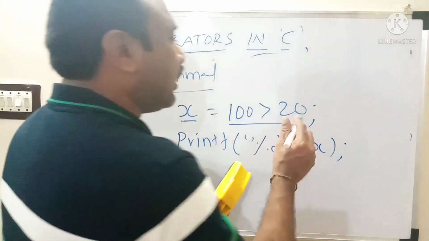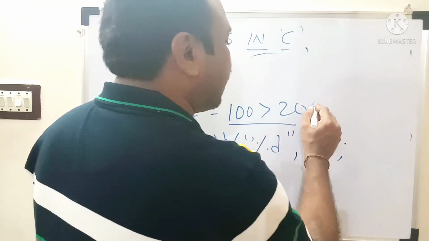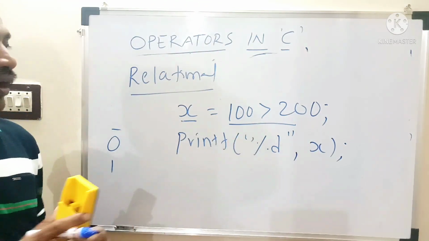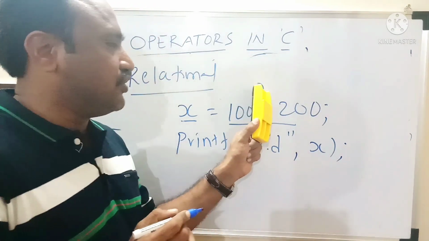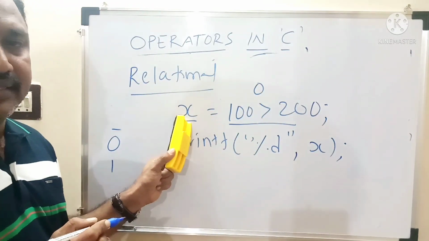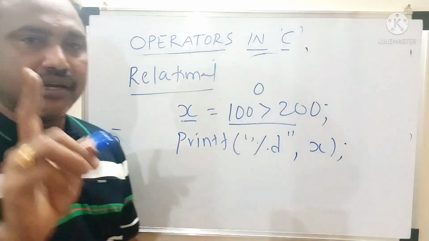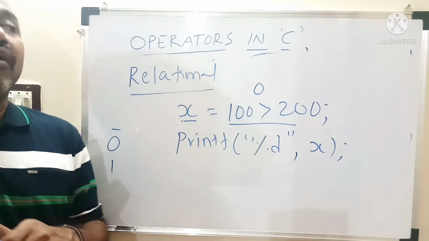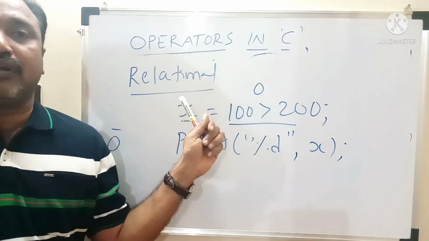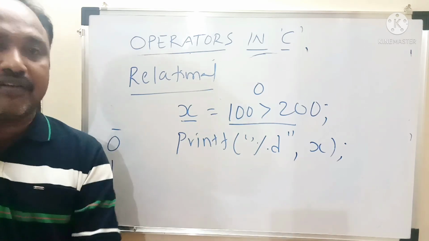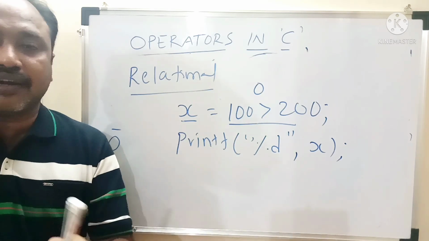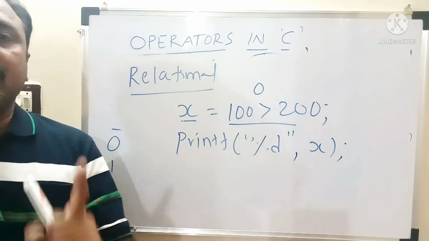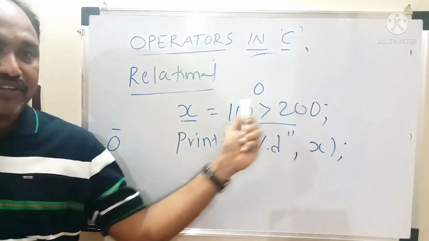For example, I am writing 100 greater than 200. The condition is false. Condition false means it will give you the answer as 0. It is stored under the name x. printf %d, x. Remember one thing: all relational operators in our C language will return either 0 or 1. If the condition is true, you will get the answer as 1.